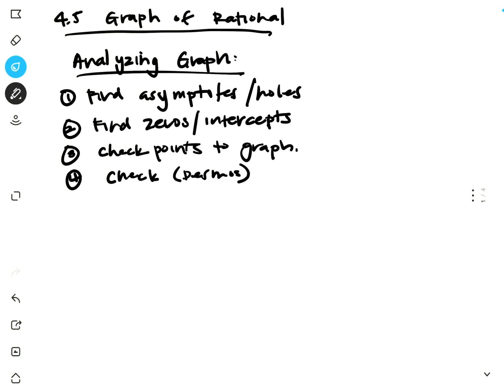Hey, welcome back. Today we're looking at 4.5, graph of rational functions. What we're going to be doing is analyzing the graph. We're going to pretty much be doing all the stuff that we've been doing. We're going to throw in a couple more things like finding the zeros and intercepts. And we're going to check the graph.